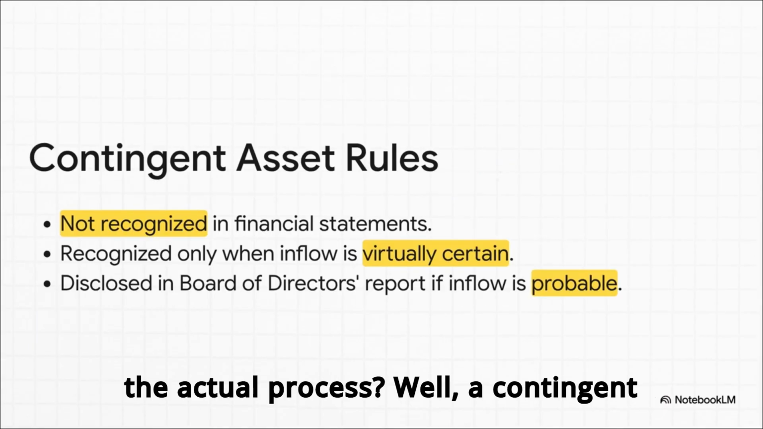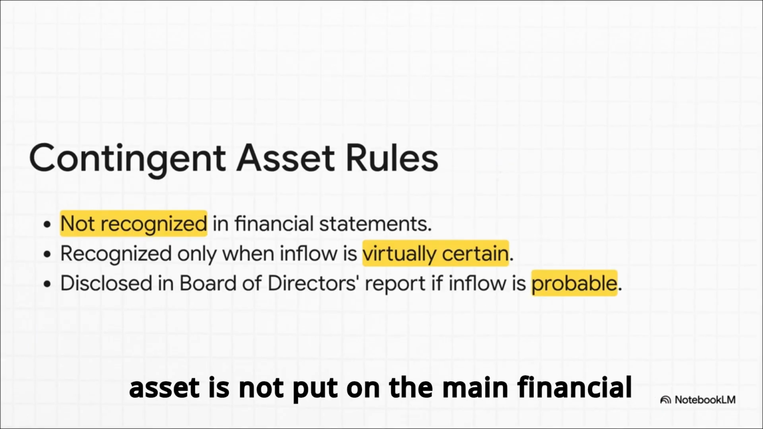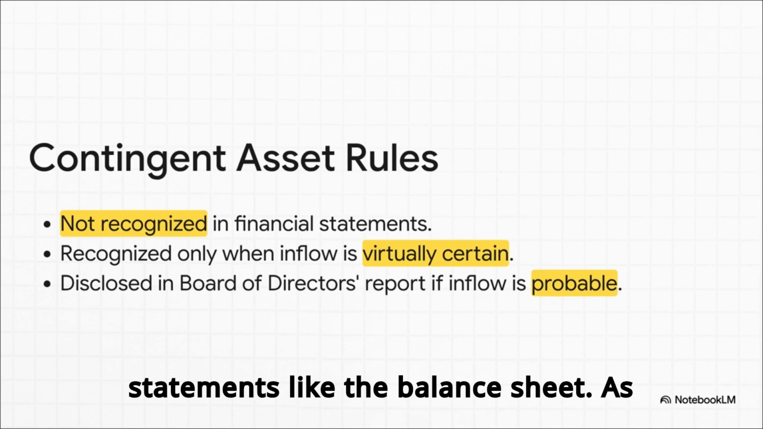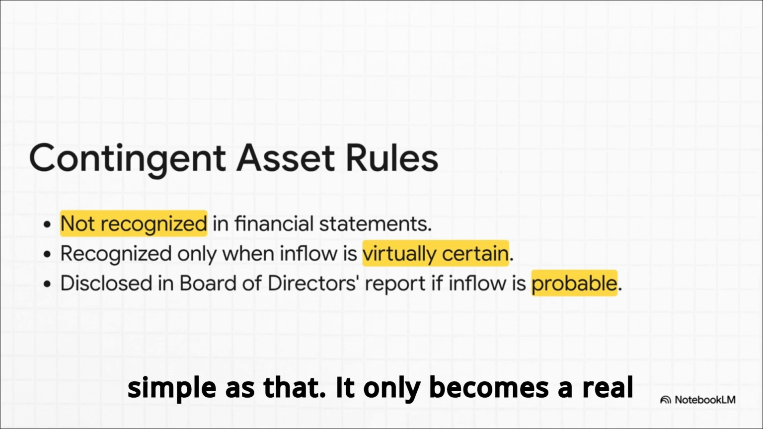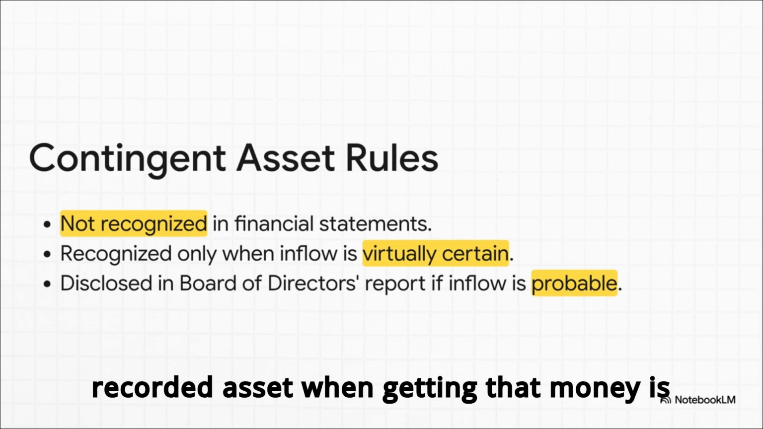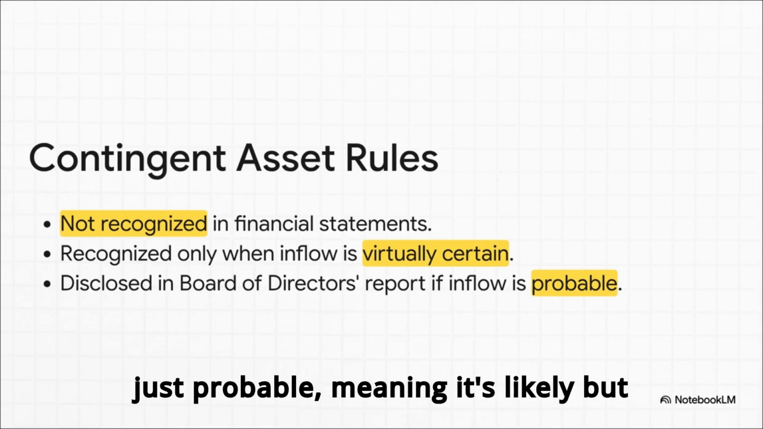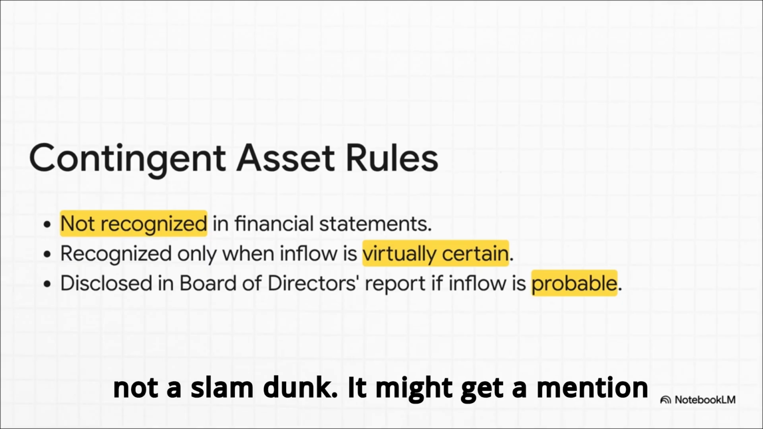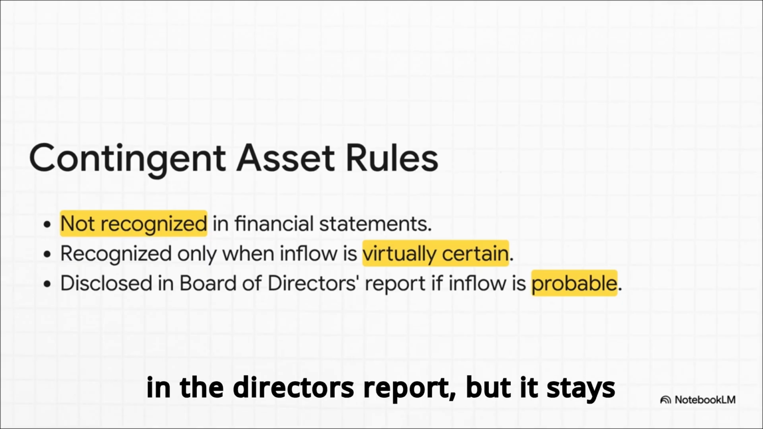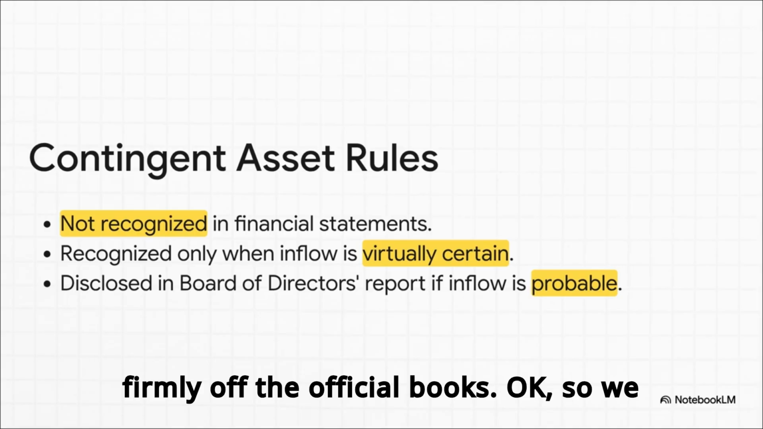So what's the actual process? Well, a contingent asset is not put on the main financial statements, like the balance sheet. Simple as that. It only becomes a real recorded asset when getting that money is virtually certain. Now, if the inflow is just probable, meaning it's likely but not a slam dunk, it might get a mention in the director's report, but it stays firmly off the official books.